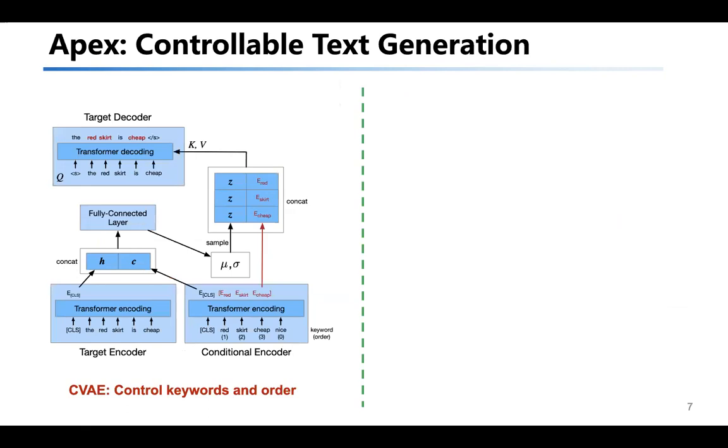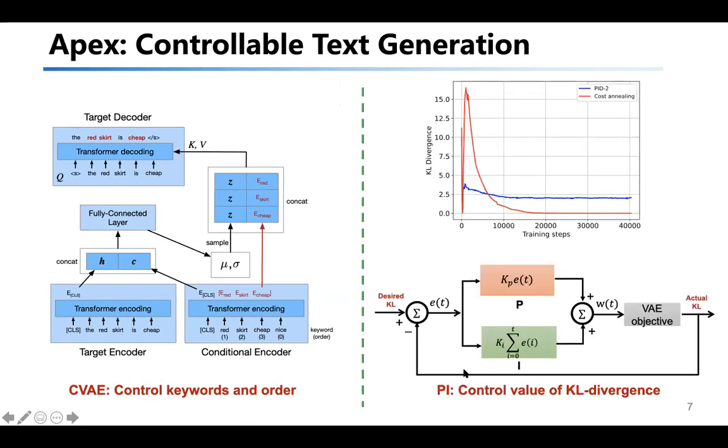In order to deal with these challenges, I propose a new controllable text generation model called Apex that combines variational autoencoder with a PI controller from control theory. There are 2 parts to our model. The first part is a conditional VAE that controls the keywords and their order in the generated text. The second part is a PI controller, which controls the value of KL divergence to deal with the KL vanishing problem. In the following slides, I'll introduce these 2 parts in detail.